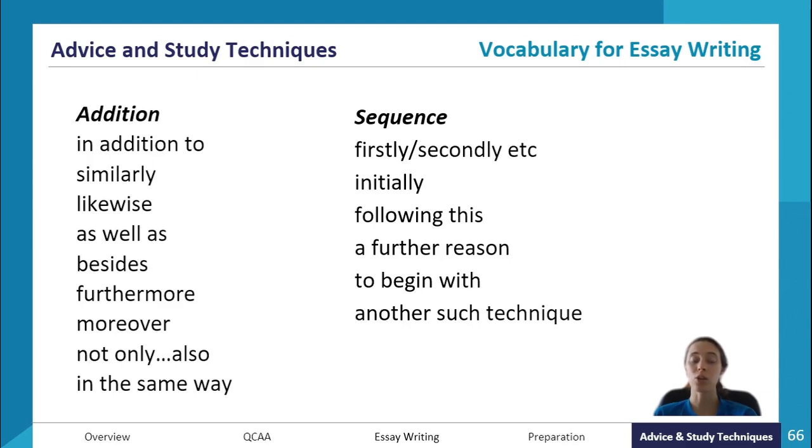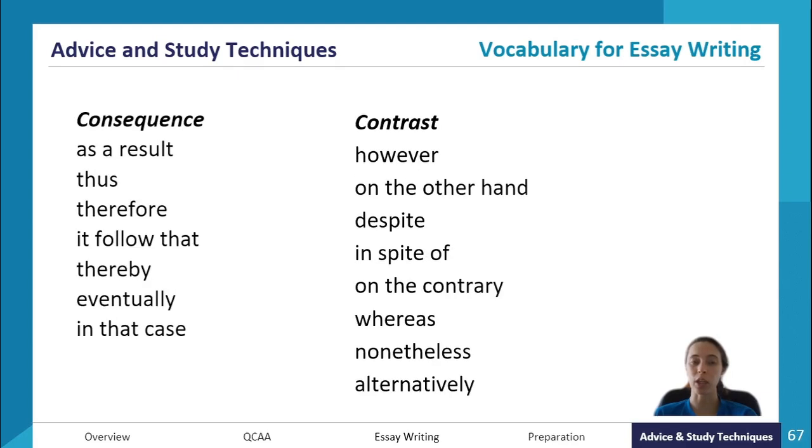You want to use variation, you want to show connections between things, and you want to vary your vocabulary in a way that's showing the breadth of your knowledge. You've got consequence and contrast as well. Things like however and whereas are key things that you'll be using all the time.